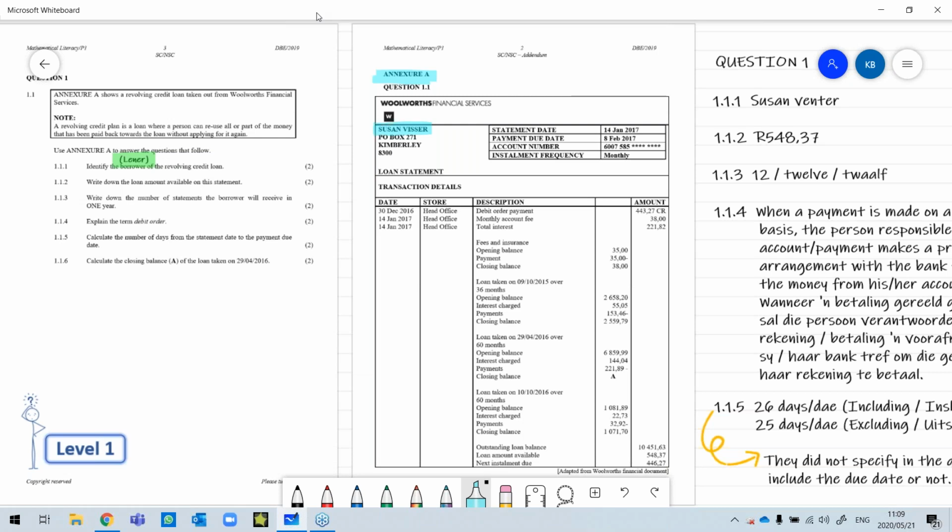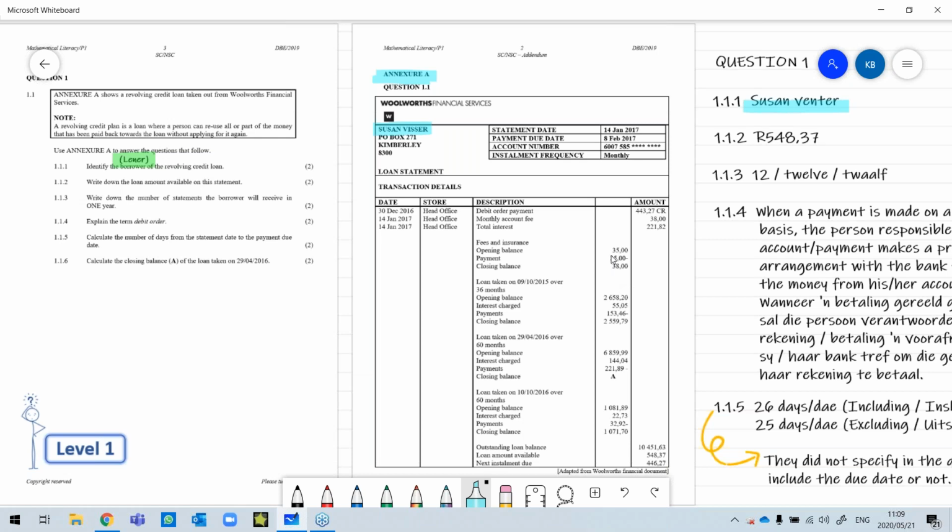She is the owner of this account. So therefore, the borrower of this revolving credit loan will be Susan Visser. Question 1.1.2. Write down the loan amount available on this statement. So at this point, it is quite simple.